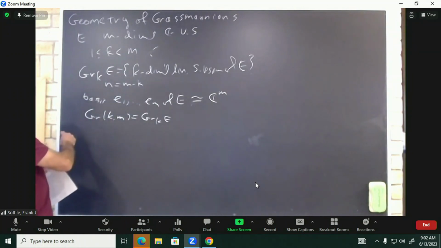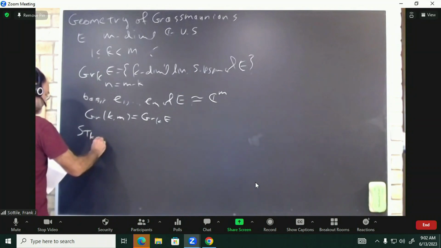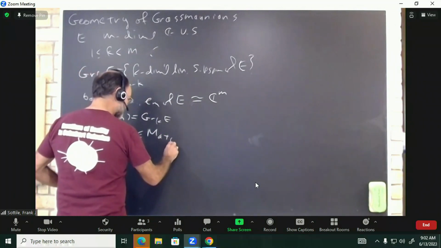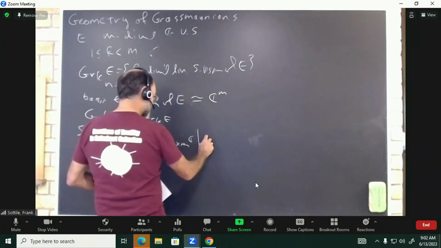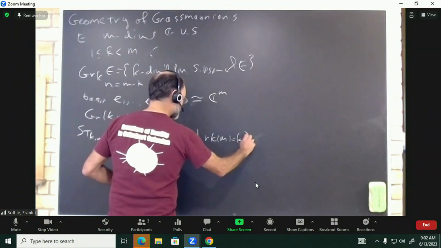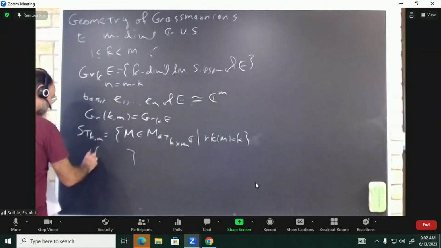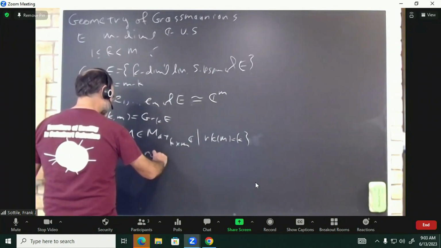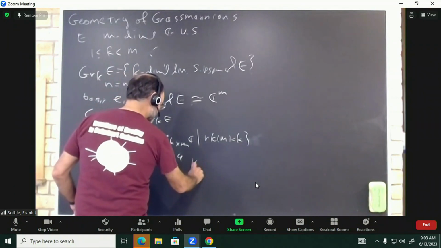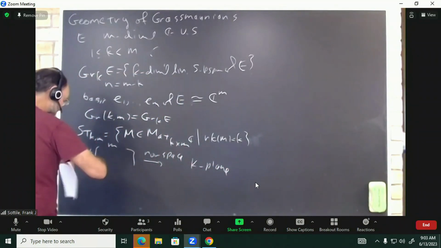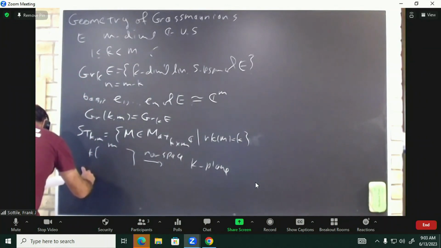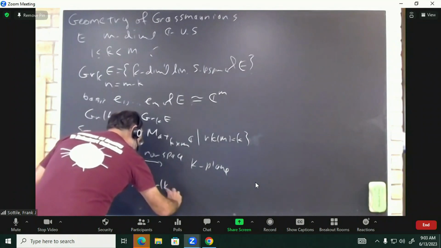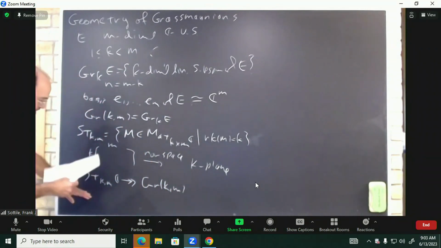Okay, so the next thing I want to define is something called the Stiefel manifold. This is the set of k by m matrices, so these are short and wide matrices, such that the rank is k. So these are full rank k by m matrices. Given such a matrix, you can take its row space, and this gives you a k-plane. In this way, we have a map from the Stiefel manifold to the Grassmannian Gr(k,m). I'll call it pi.